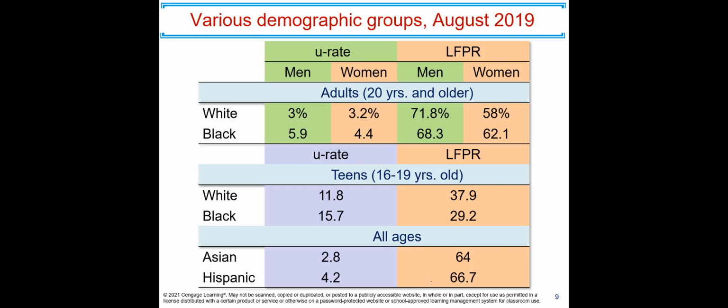And when we look at the U rate and labor force participation for teens, which are 16 to 19 years old, the U rates are much higher.